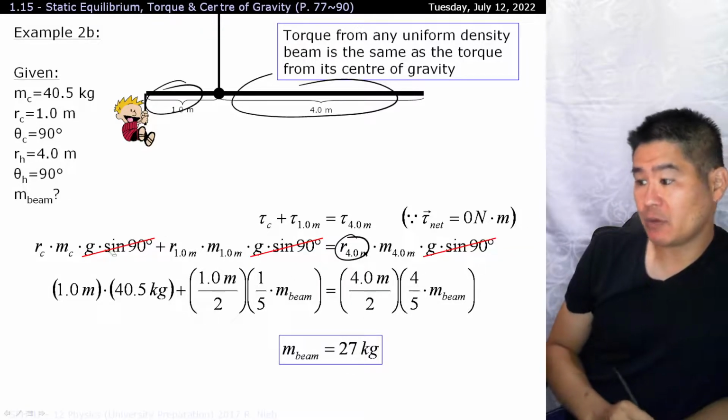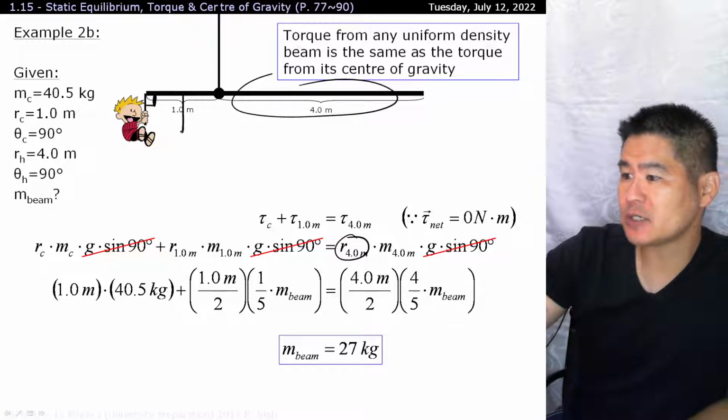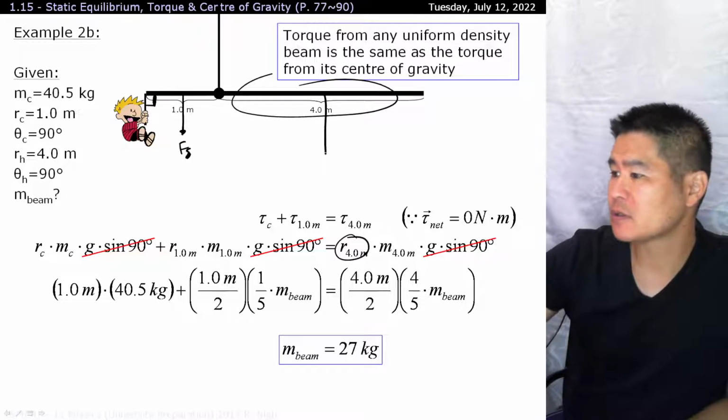Once again, it doesn't matter what planet we're on. The outcome is still the same, so the g's divide each other out, and everything is all 90 degrees in relationship to the crank arm.